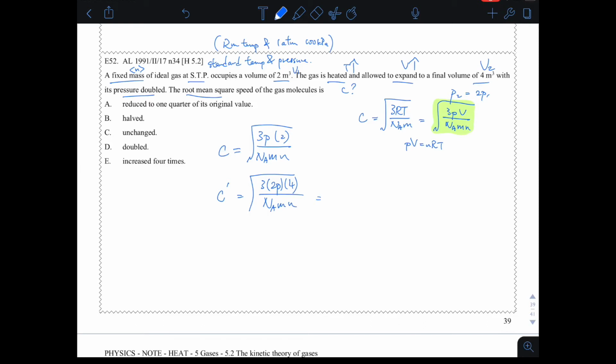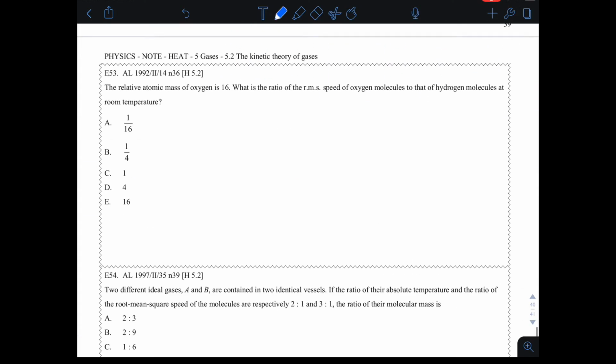Then you can see that this one is in fact the double of it, because now you may try to put it in this way. That is 3P. Here you may calculate 6 here. And here you have again 6, but then you will have an additional 4 here, so that when this 4 is taken out from the square root, you get 2 of the original. That means the root mean square speed will double.